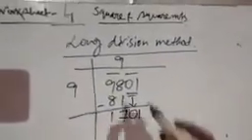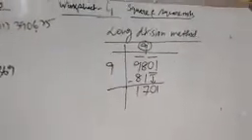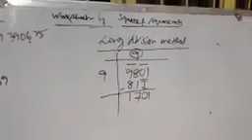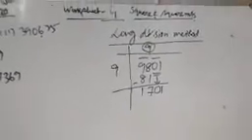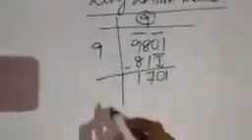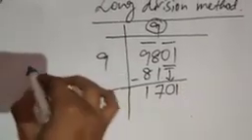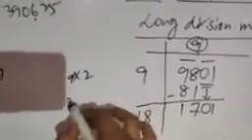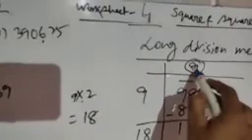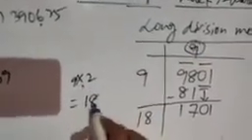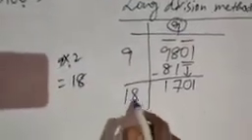Step number 2 is, we will multiply the quotient by 2. So the quotient is 9. We will multiply it by 2, that is 9 into 2, 18, and this will be put here. This is the rule. Every time we will multiply the quotient by 2. That is 9 into 2 equals 18, and this 18 will be here.